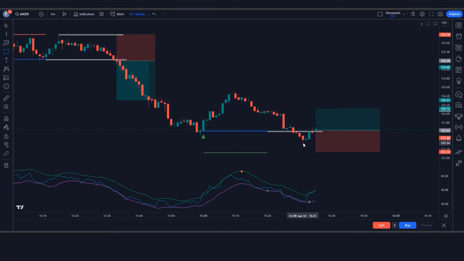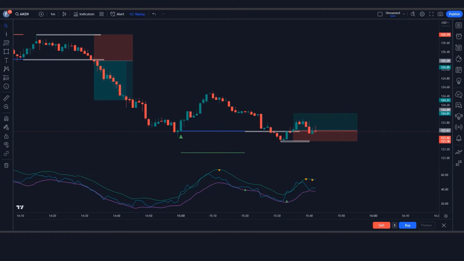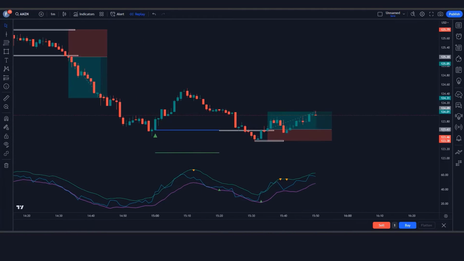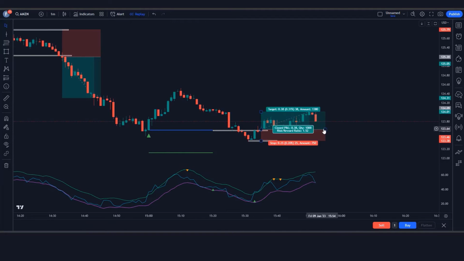Our stop loss is to be placed at the low of the previous candle, and the risk to reward ratio will be 1:1.5. Let's see what happens to our trade. We have won the trade. Let's find the next trade.